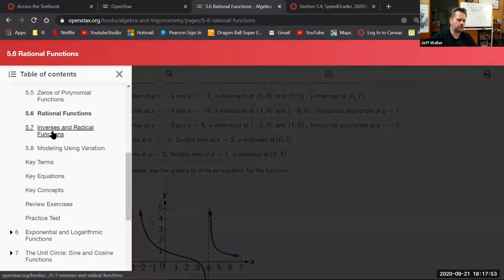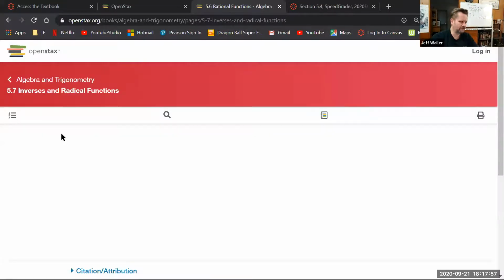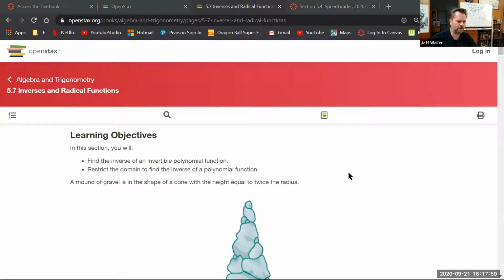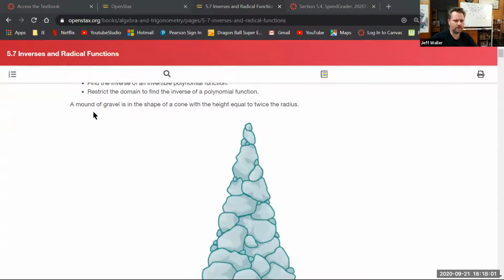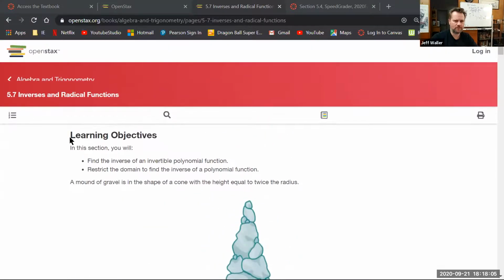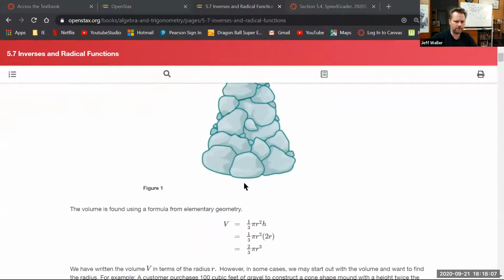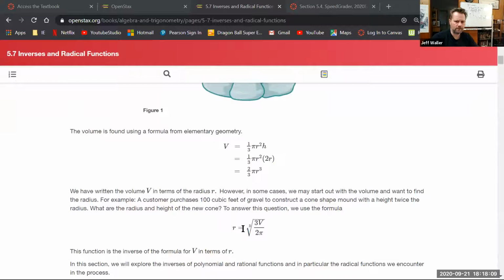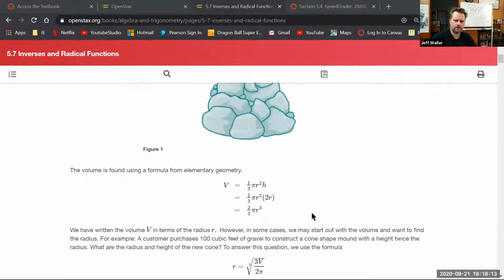So I want to show you how 5-7 is all stuff we've done already, which is always nice. We haven't talked about a mound of gravel, but their only point in this first little problem is to show you where cubic functions come in naturally. So now this is really interesting. I'm sorry, I'm going to go off on a little bit of a tangent here.